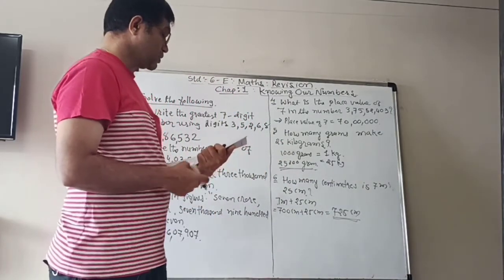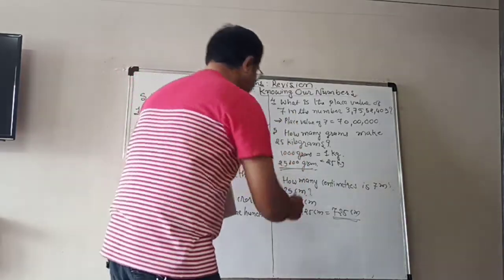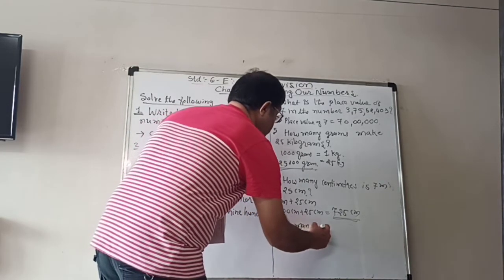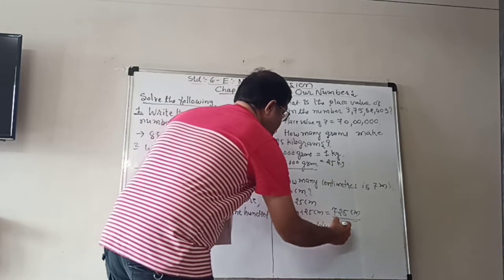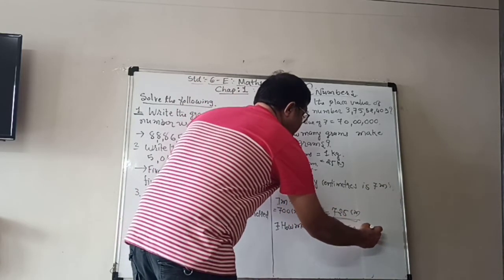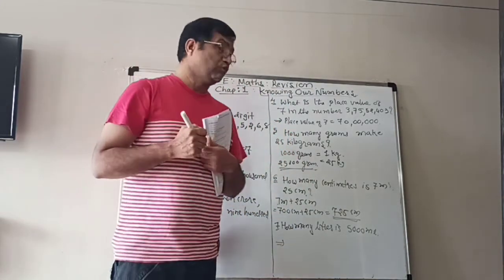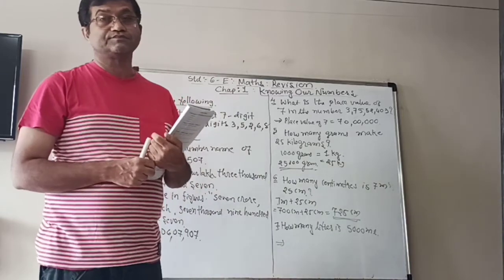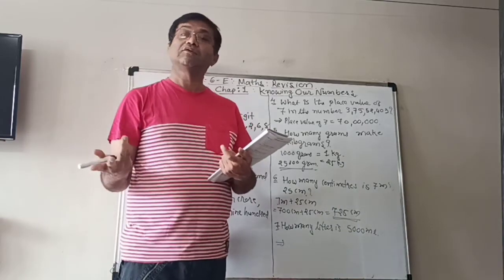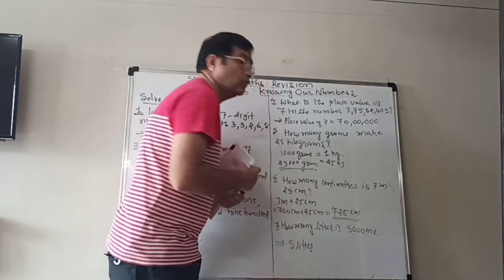Seventh one. How many liters is 5000 milliliter? Very simple. 1 liter is equal to 1000 milliliter. So 1000 milliliter makes 1 liter. So 5000 milliliter will make 5 liters. So you can write down the answer, 5 liters.